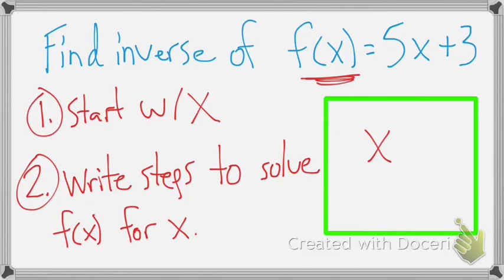Okay, so if we're finding the inverse of a function, of any random equation, we're going to start with the answer, which remember is x. We don't know what the answer is, but it's x. And then we're just going to write down all the steps that we would do to f of x, which is the original, that would solve it for x.